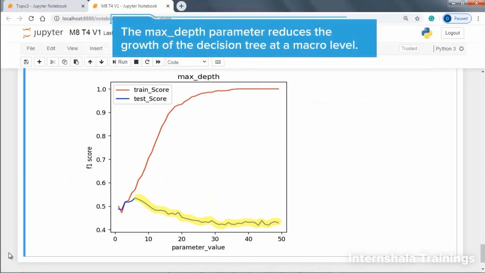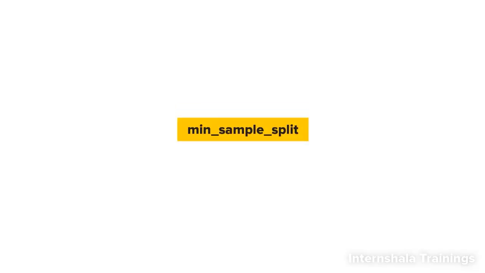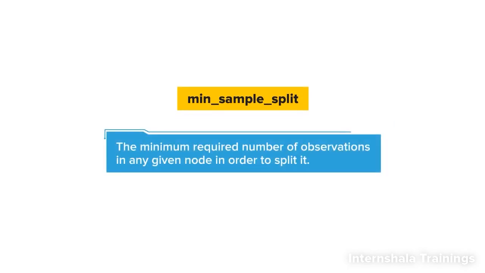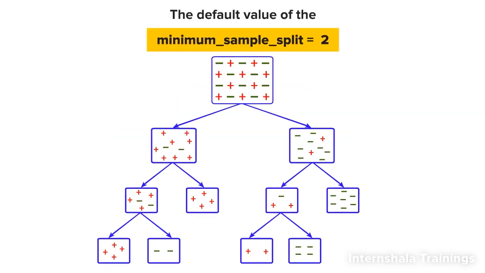Among the parameters of decision tree, max depth works on the macro level by greatly reducing the growth of the decision tree. Now the next hyperparameter that we will be looking at is the min sample split. It is a parameter which tells the decision tree what is the minimum required number of observations in any given node in order to split it. The default value of minimum sample split is 2. We can change this value as per our requirement.